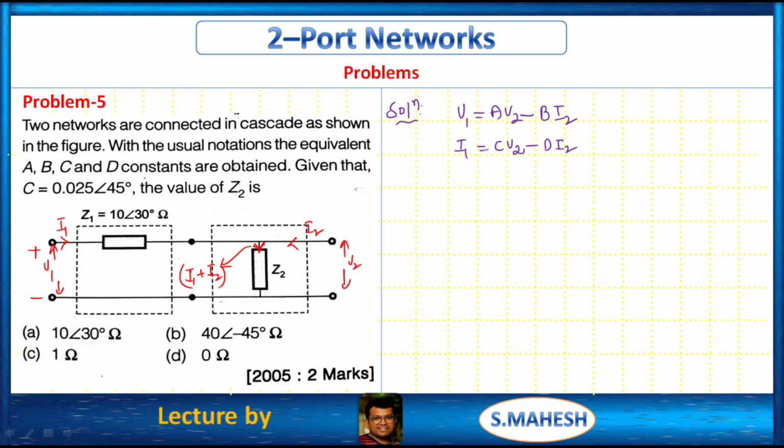Minus, right? So from this, and by inspection, this V2 is nothing but Z2 into I1 plus I2, right? Z2 into I1 plus I2, that's it. That is, given C equals 0.025 at an angle 45 degrees.